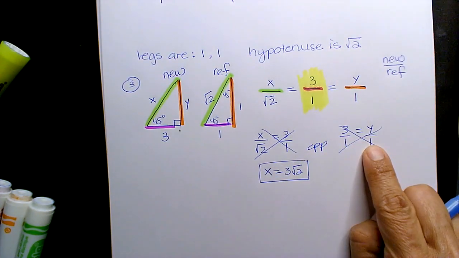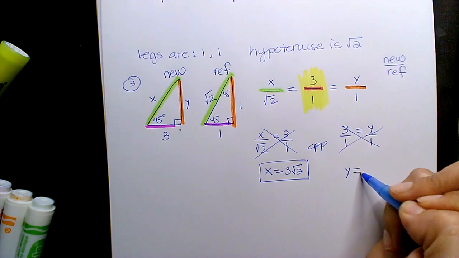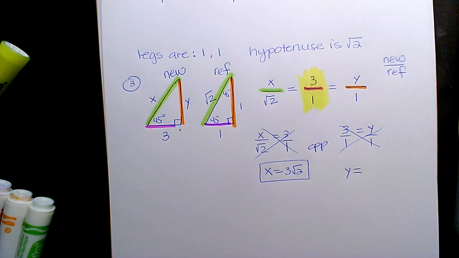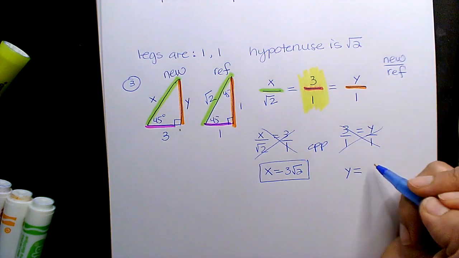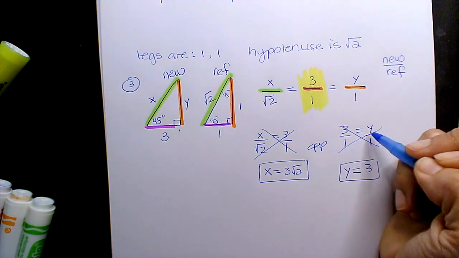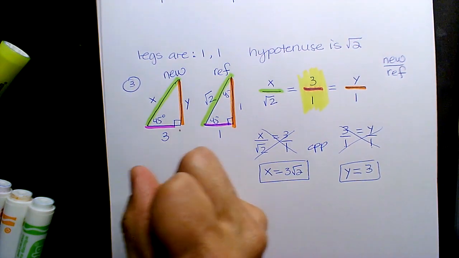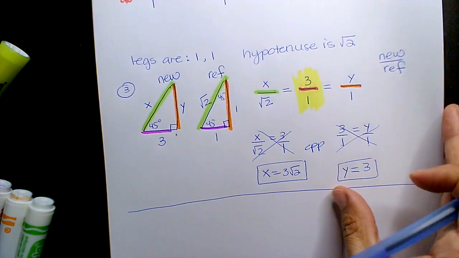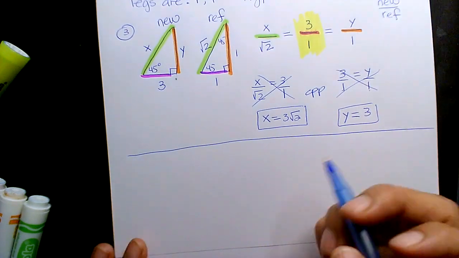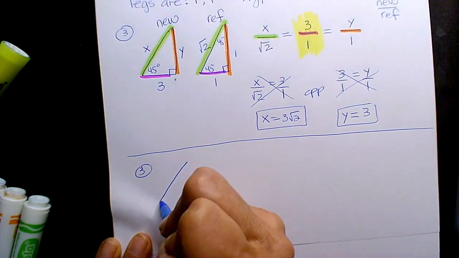What about y? Y is just equal to what? 3, right? Because what's 1 times y? Y. What's 3 times 1? 3. Okay, you're done. Kind of a lot of work. So you're like, okay, I kind of understand this.